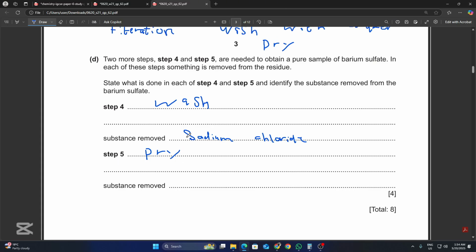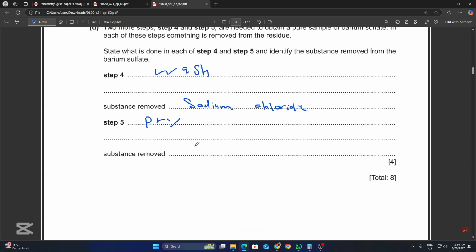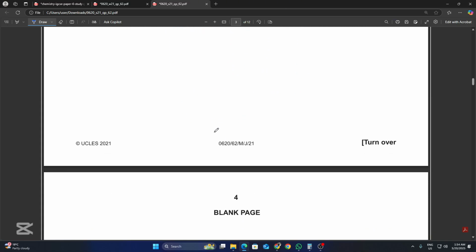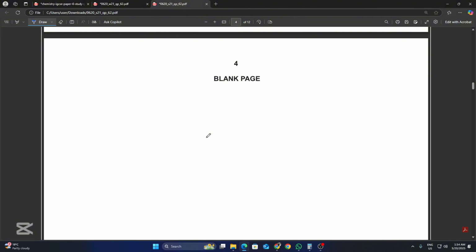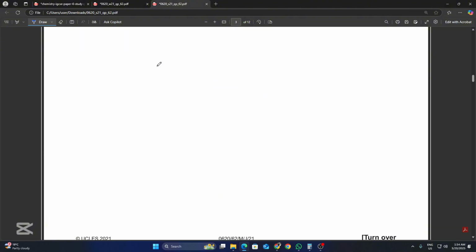Okay, now when we dry, we are going to remove the water that we washed with. So we're already done with the water, we don't want any more. We're going to dry, so we're going to remove water. And that is it. Now, for the rest of the past paper, it is very easy. Just measure, and that's it. It's very easy, and graph.